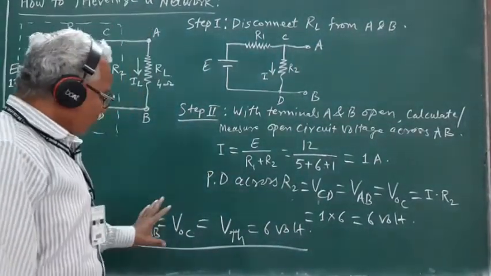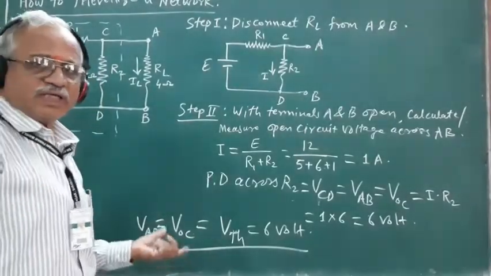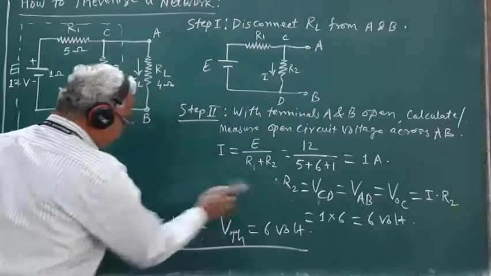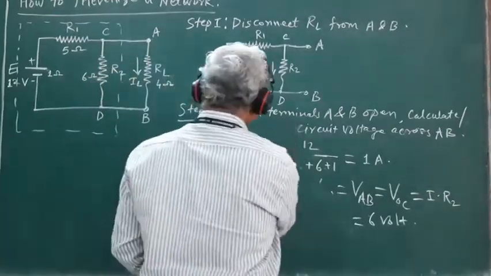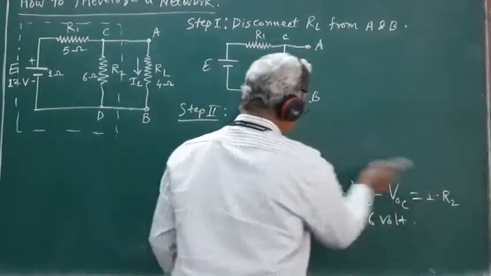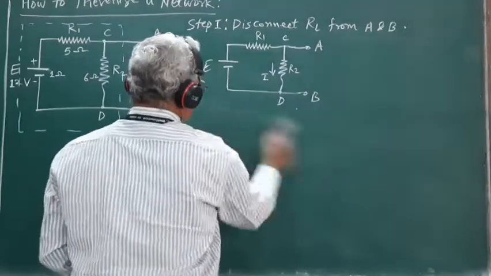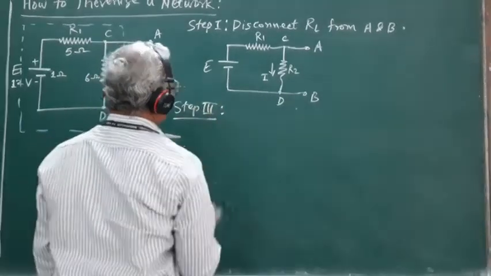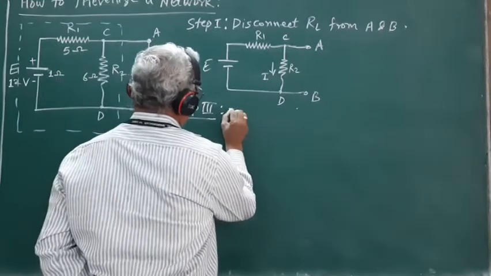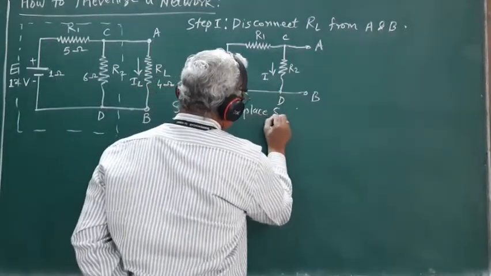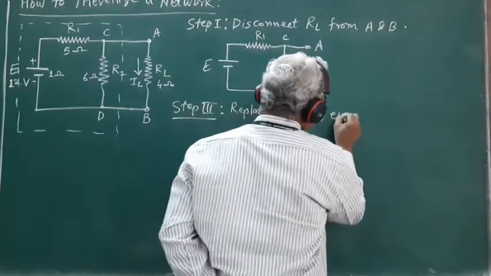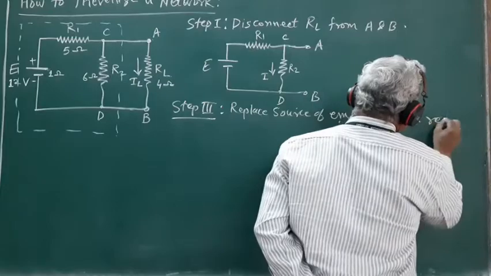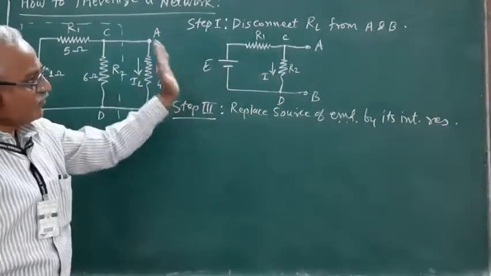Now, once we obtain the value of VTH, next step what we want to calculate is the equivalent resistance of this circuit. So, in order to find out the equivalent resistance of the circuit, what we have to do is we have to replace the sources of EMFs in the given network by their internal resistances. So, the step 3 is: replace the source of EMF by its internal resistance.